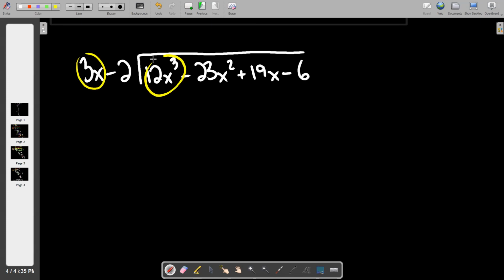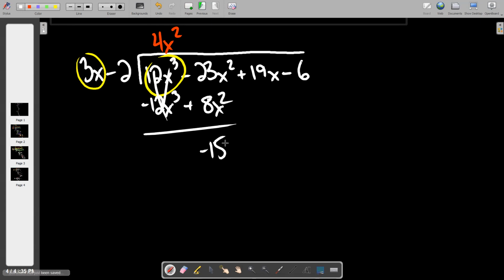So 3x goes into that exactly 4x squared times. And I'm going to go a little quicker here. So when I multiply through, I'm going to multiply and change my signs. That would be 12x to the third, so it's minus 12x to the third. That would be minus 8x squared, so I'm putting plus 8x squared. Cancel, add, here we go. That's negative 15x squared. Drop the next one in the queue and begin again.